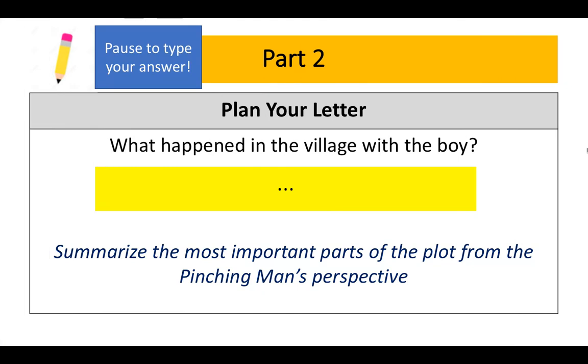Next, we need to think about what happened in the village with the boy. So for this part, you are going to write in the yellow box and summarize the most important parts of the plot from the Pinching Man's perspective. So we don't need to think about the parts with just the boy and his mom. We're thinking about what happened when the Pinching Man found the boy in the woods and what did he do next. So pause your video and answer this question in the yellow box and submit it.